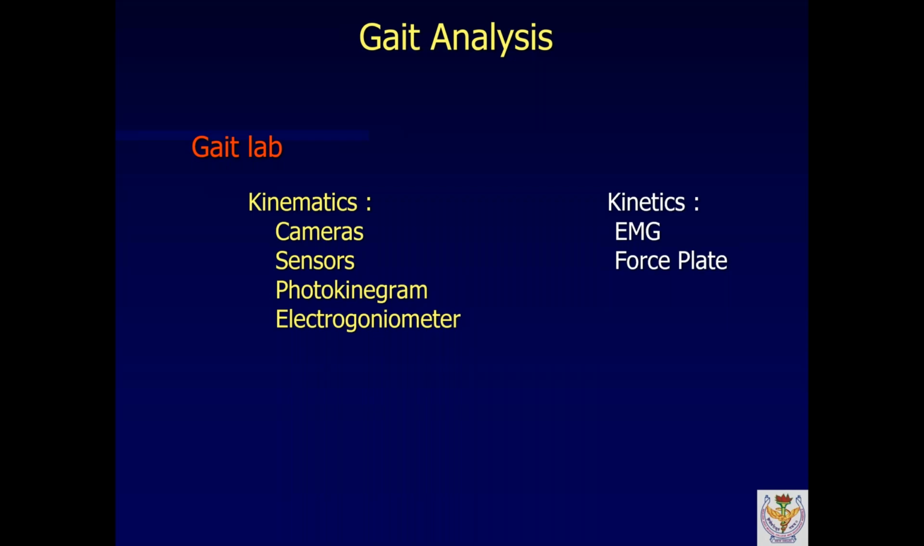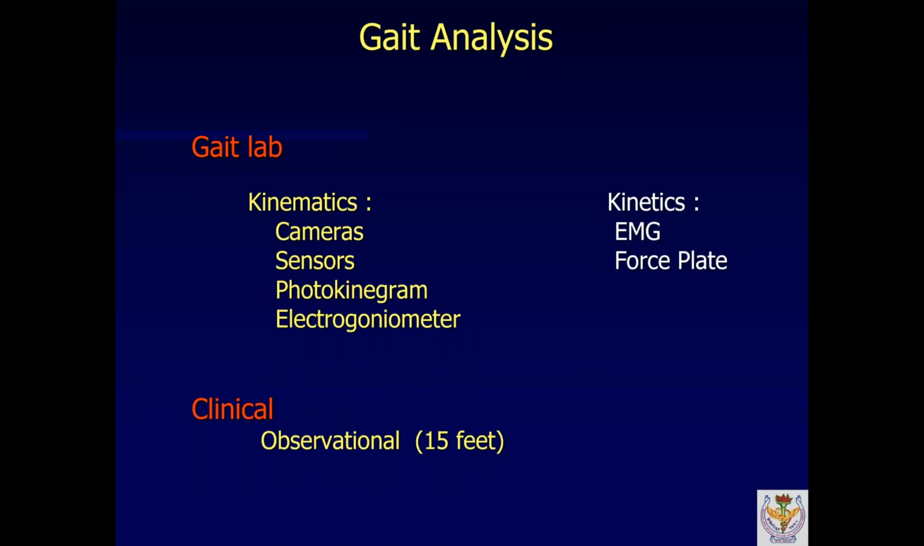To analyze the gait, there are various methods. Of course, in clinical practice, we observe a patient walking for at least 15 feet so that we can examine the gait and the abnormalities. This is known as observational gait analysis. However, gait labs are there to really accurately analyze the gait.